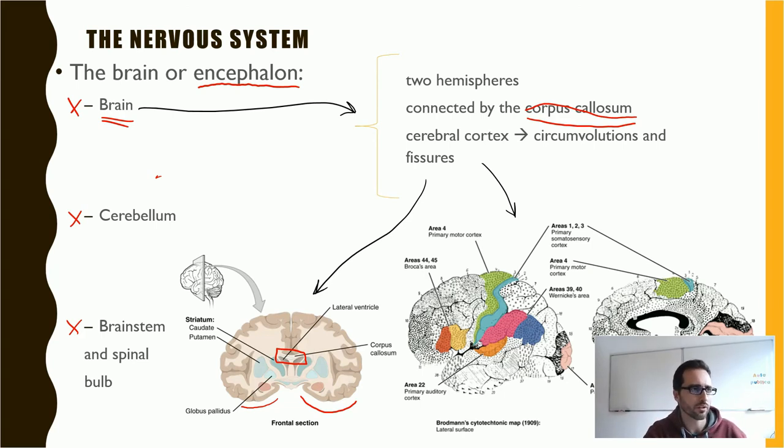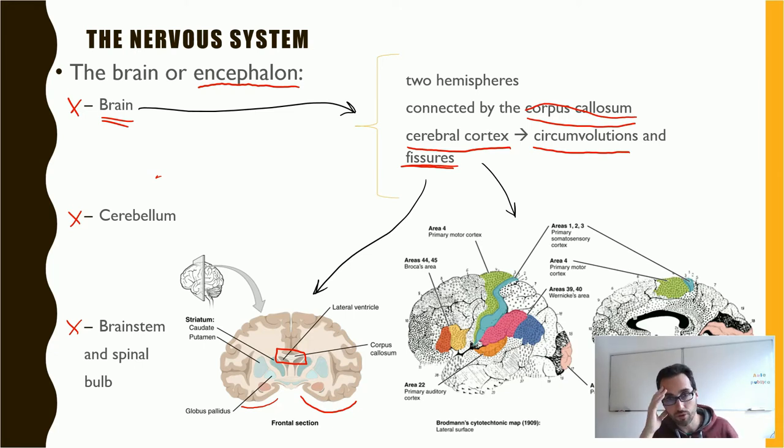And also the cerebral cortex. The cerebral cortex is the outermost layer of the brain, and it's full of folds that are called circumvolutions and fissures. Circumvolutions are shallower than fissures, but they are important just to save space inside our skull. This is quite important for mammals and extremely important for human evolution.